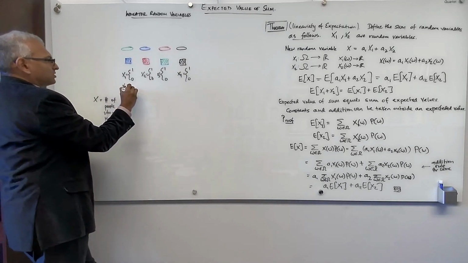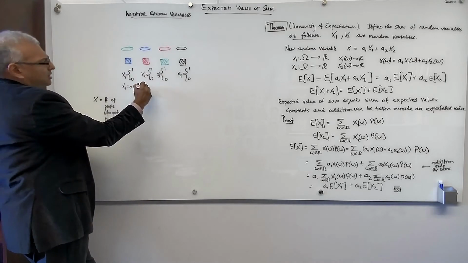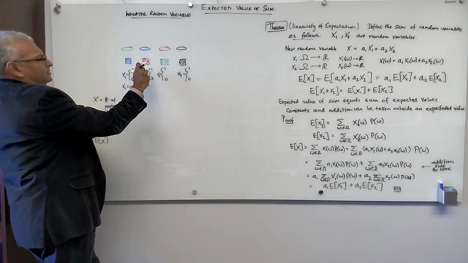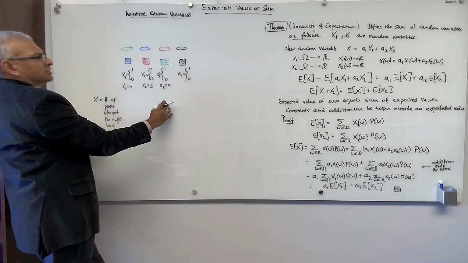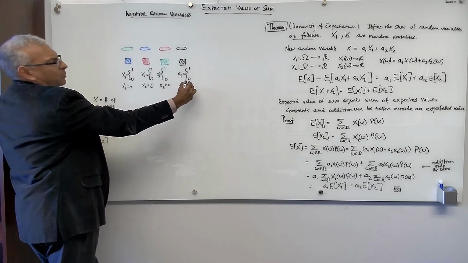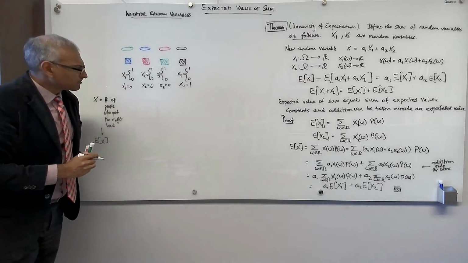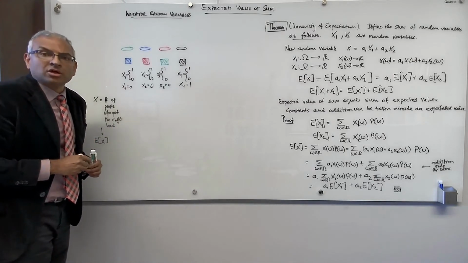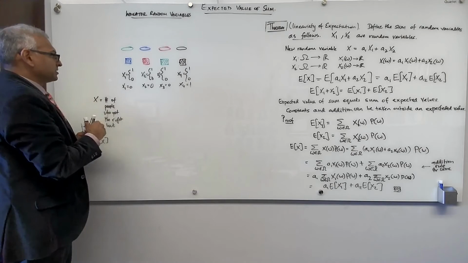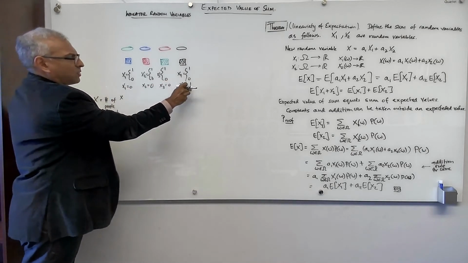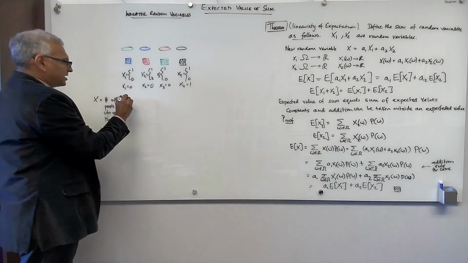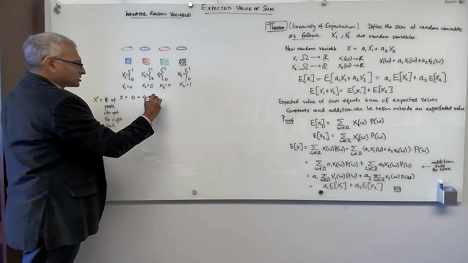So x1 equals 0 because he did not get the right hat. x2 equals 0 because he did not get the right hat. x3 equals 0 because he did not get the right hat. And x4 equals 1 because he got the right hat. Now, how many people got the right hat? So x is just 0 plus 0 plus 0 plus 1. The number of people that got the right hat is just 0 plus 0 plus 0 plus 1.